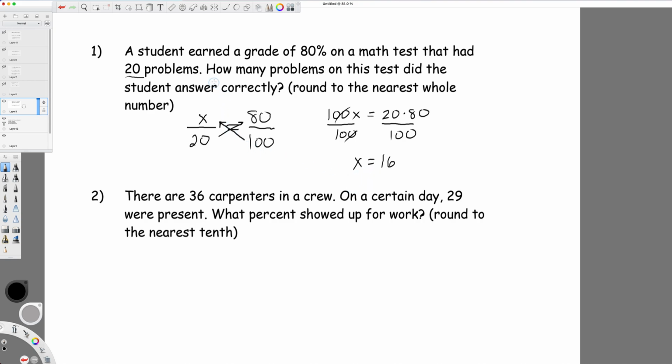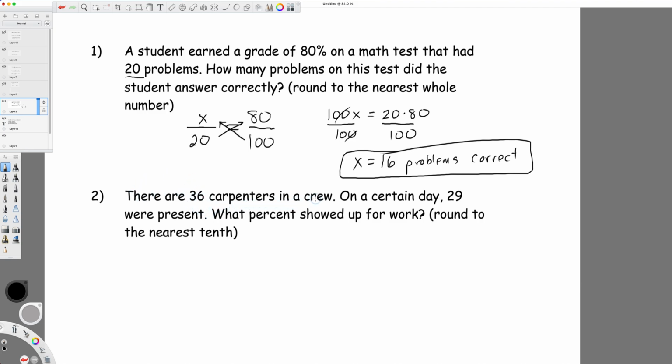And we need to label it. How many problems did the student answer correctly? 16 problems. Correct. And we could do that quick little check. We could say, okay, 16 out of 20. You might have noticed that I could just take 20 and multiply it by 5 to get 100. So that is a quick little check I could do. It's fairly obviously going to work out. 16 out of 20 is 80%. So moving on to question 2.